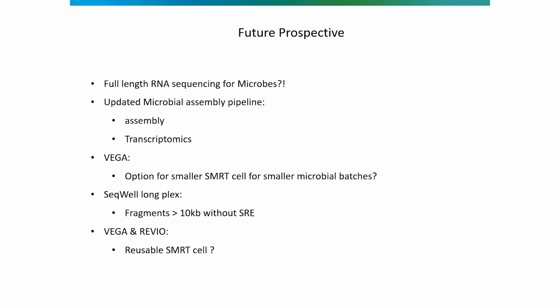For the Sequel, this is what I used for these HiFi reads. It's really good, but there should be a protocol for fragments above 10 kb without the size selection, because the mean was almost 8 kb. So sometimes if you don't have enough coverage, you will have a bit of broken assemblies. And I would say a reusable SMRT Cell, but that's already on the way.